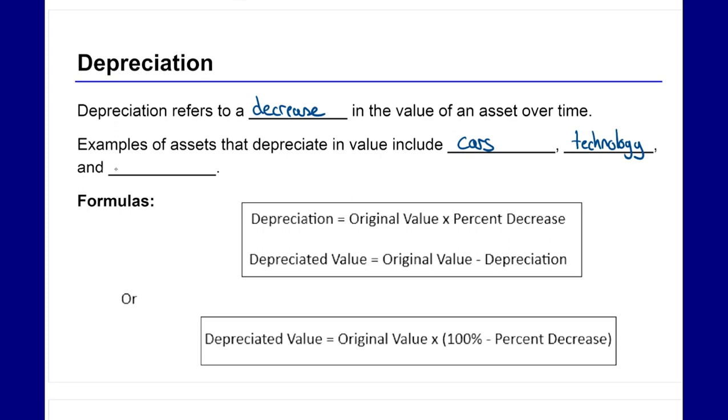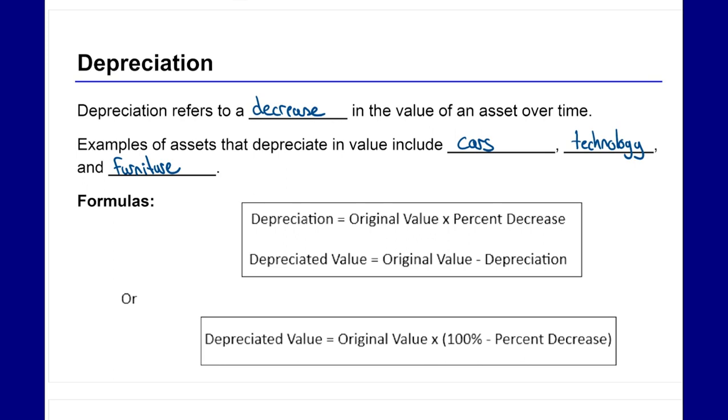And other things, maybe things that get used, like furniture. Furniture is an item that depreciates in value, right? Used furniture is not worth the same as brand new furniture, right? It's been used. Again, it doesn't mean that it's not something that you would want, or that you might not choose to buy, right? But it's just saying it decreases in value from what it originally was.